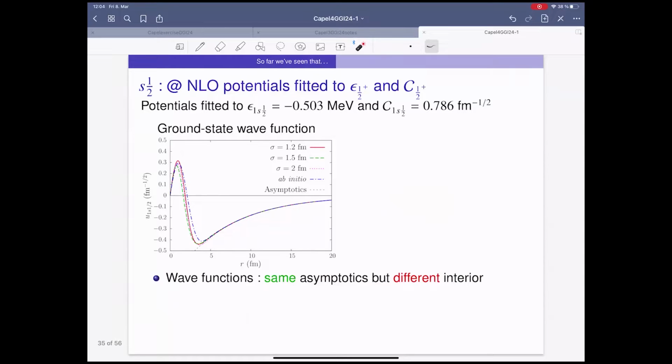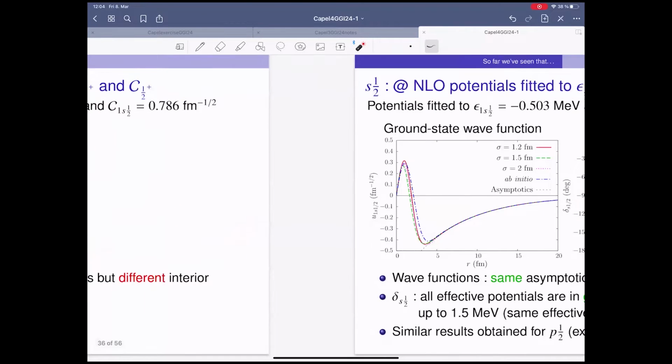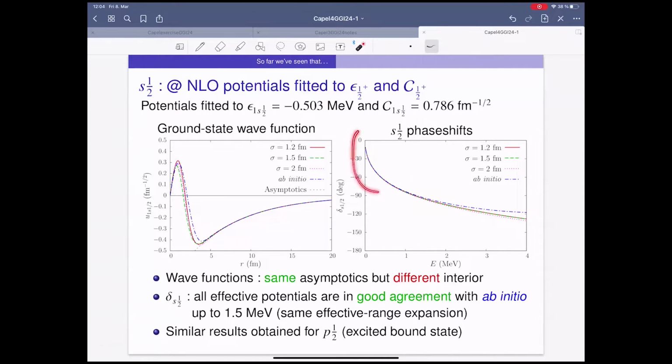And so we fitted the ANC to the value predicted by the structure guys. So once again, we get different interior, but now this time not only the right decay of the wave function, but also the right asymptotics, the right normalization. The phase shifts are predicted to be very similar. That's because there is this loosely bound state. I don't want to go into the detail.